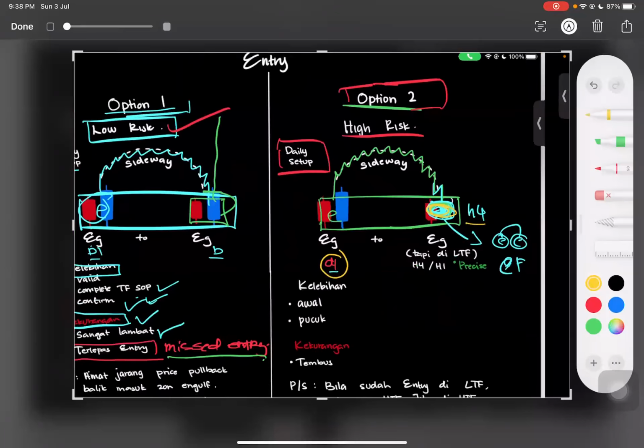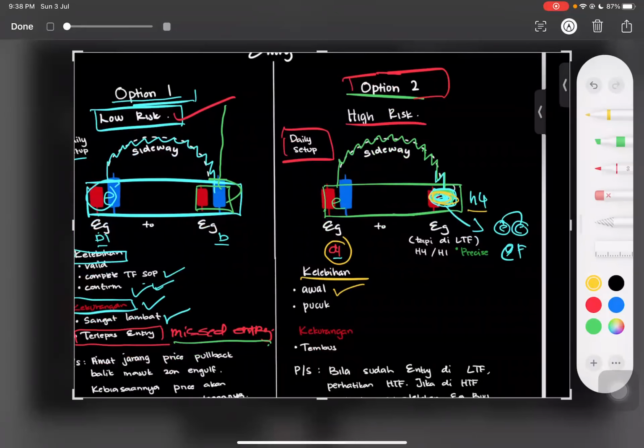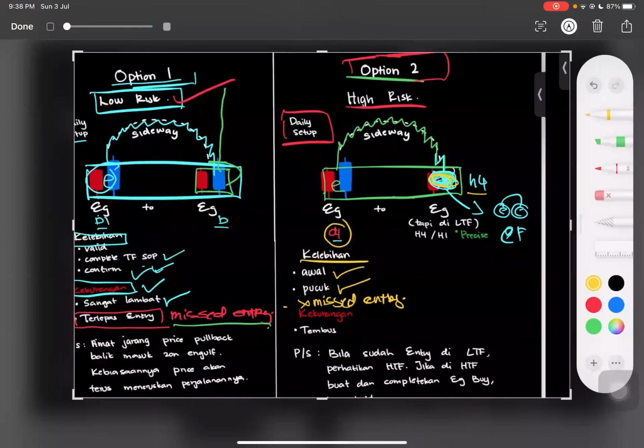So what is the pro? The pro is you can get an early entry. It's good for you. You don't need to wait for a longer time. You get an entry like a shadow entry. You don't need to wait 2 to 3 days like that. And you're not going to miss your entry. You can enter early. So that was a pro.